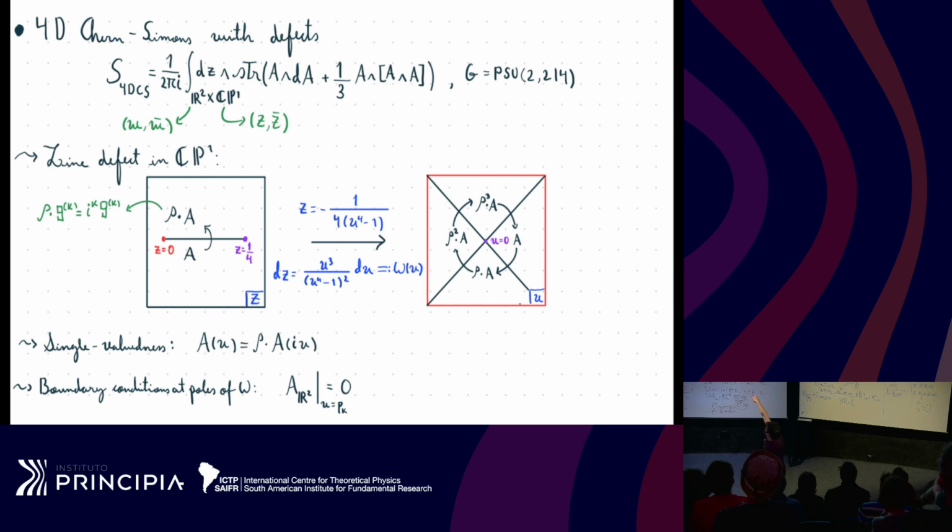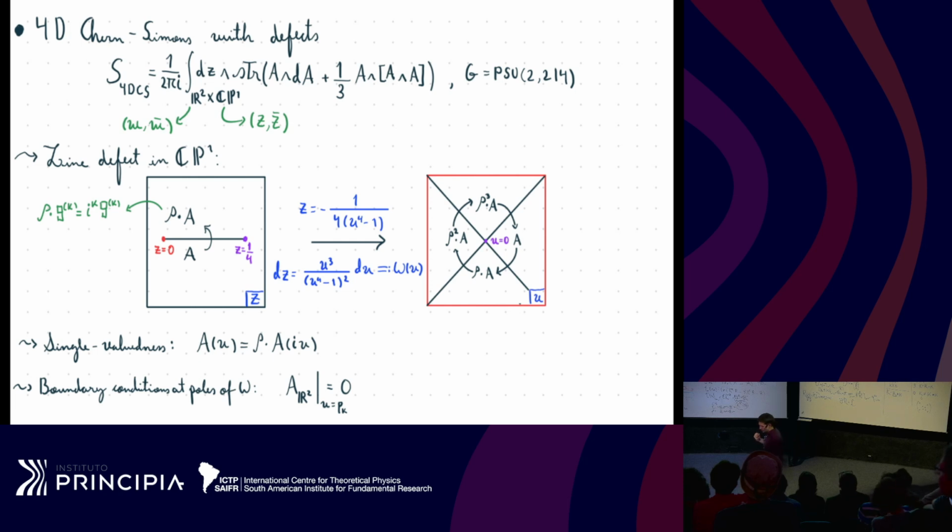And from now on, w and w bar are the coordinates on R2, and z and z bar will be the coordinates on CP1. And so to perform the construction, we need to introduce a line defect on CP1 such that the gauge field A is acted upon with this automorphism of the algebra rho, which is essentially the automorphism that induces the Z4 grading of the PSU(2,2|4) algebra. And so it acts as such in the subspaces related to this grading.